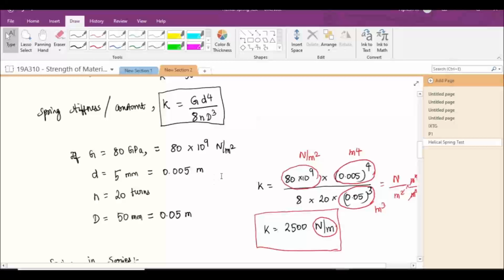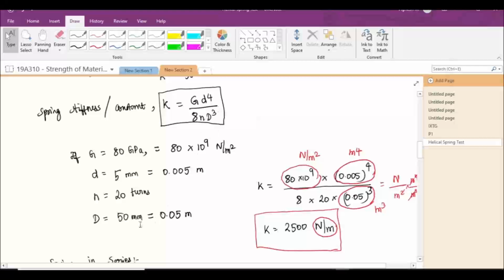So to increase the stiffness of the spring, I need to improve the material. I need to use a strong material, so the G value will be more. Or I can increase the diameter of the wire. If the wire diameter is increased, then the spring has more stiffness. And by reducing the number of turns, if the number of turns in the spring is less, then the stiffness value will also increase.